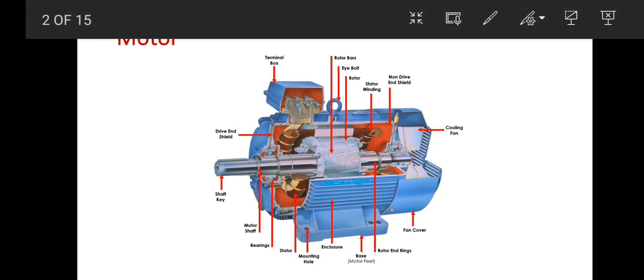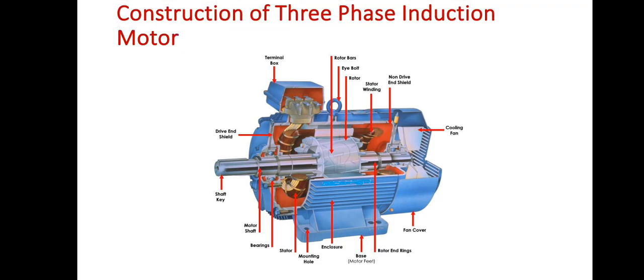The first thing we are going to discuss is the construction details of the three-phase induction motor. Majorly it has two parts. One is stator, another one is rotor. Stator is nothing but the stationary armature part. Rotor is nothing but a bar type of rotor. In an induction machine, normally it has two types of rotor. One is squirrel cage rotor, another one is slip ring rotor.